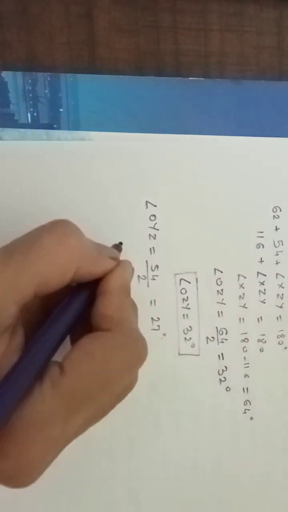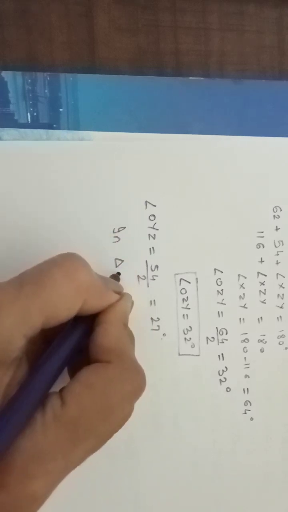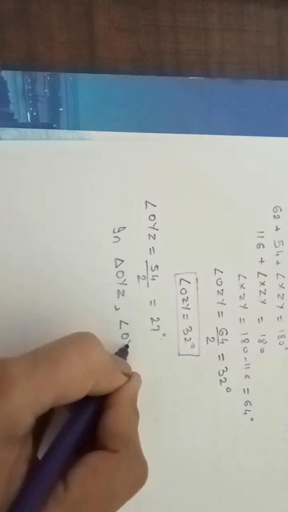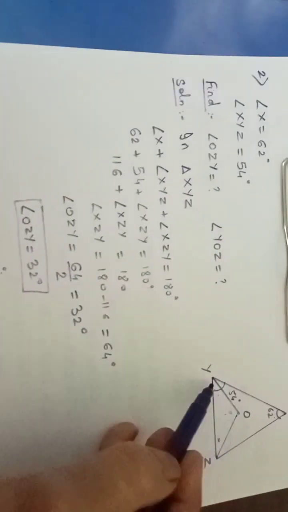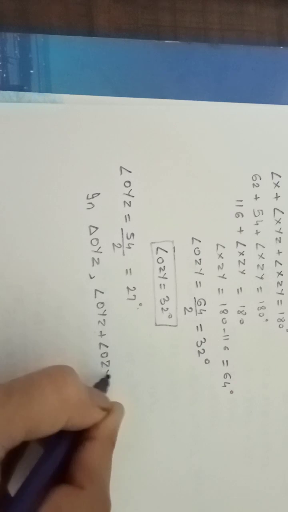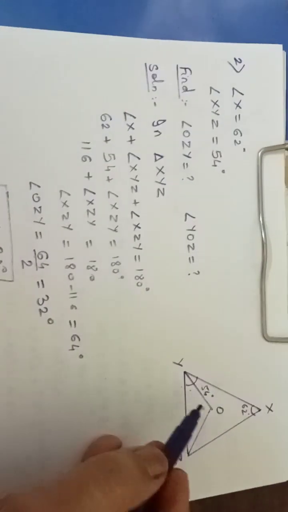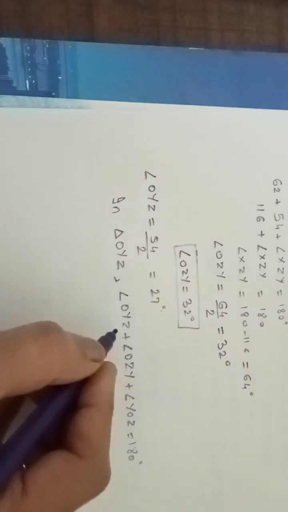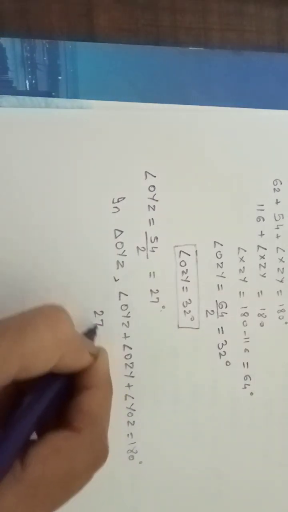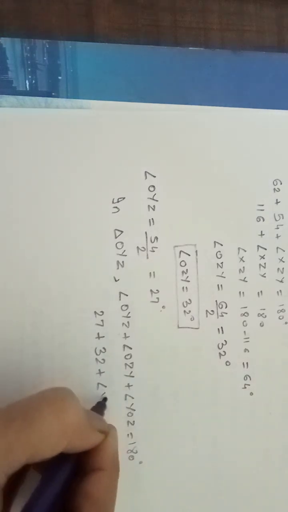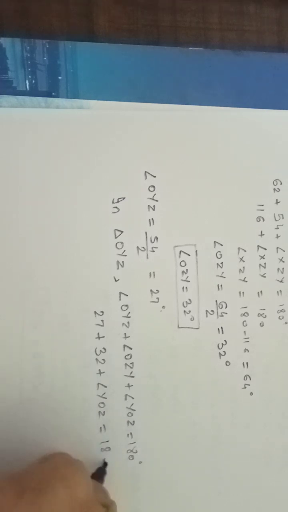So we'll take the inner triangle. In triangle OYZ, we'll write the names of all the angles: angle OYZ plus angle OZY plus angle YOZ equals 180 degrees. The sum of all these three measurements is 180 degrees. OYZ we have as 27, plus OZY we have as 32. We need to find angle YOZ. We will write it as it is, equals 180.